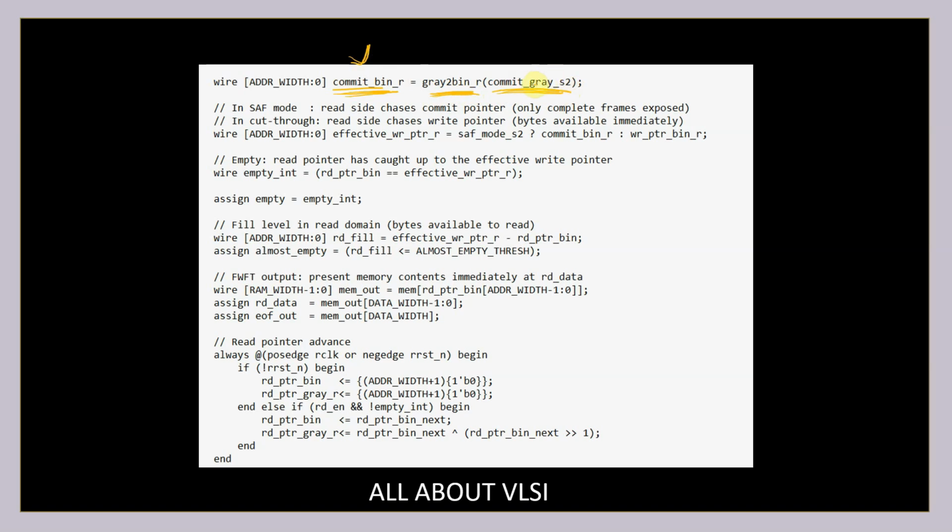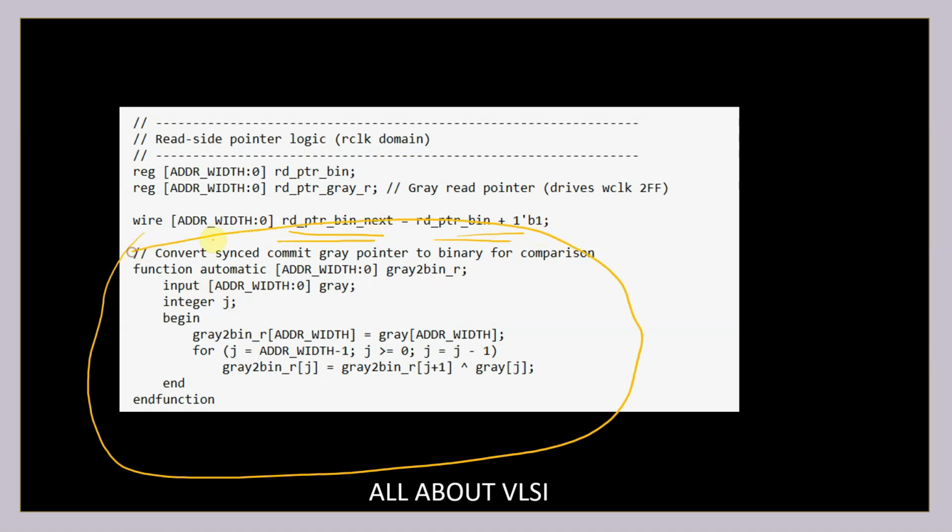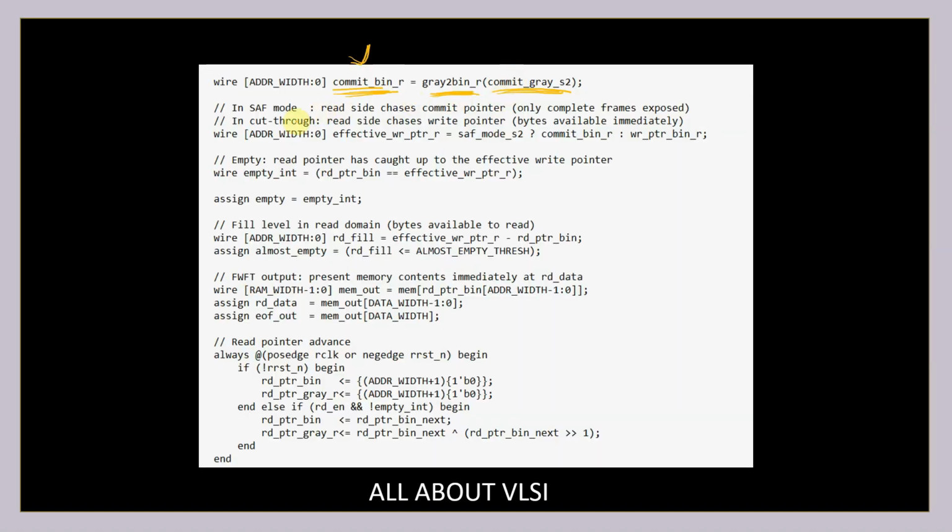In the SAF mode, we are going to get this signal. First of all, we are going to convert it into binary. How are we going to convert it into binary? I have used a simple function. After converting it into binary, I'm checking for my SAF mode. So the effective write pointer, if it is equal to SAF mode underscore S2, this also we have got from the synchronizer, the SAF mode signal.